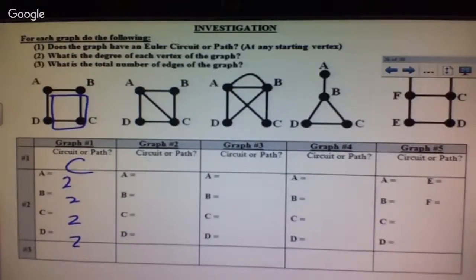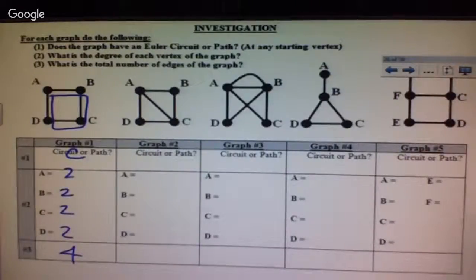How many total edges are in graph 1? 4. 4. Okay. C, 2, 2, 2, 2, 4.